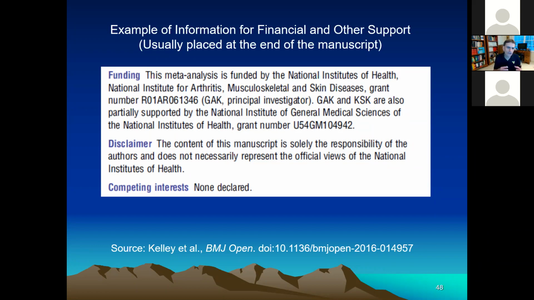And there should always be a disclaimer because you don't want funding agencies getting in the way of you doing your work or influencing it. So we write a disclaimer. The content of this manuscript is solely the responsibility of the authors and does not necessarily represent the official views of the National Institutes of Health. And we had no competing interests. In other words, no conflicts of interest.